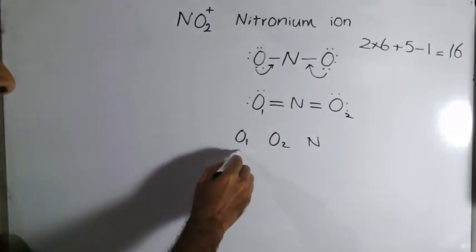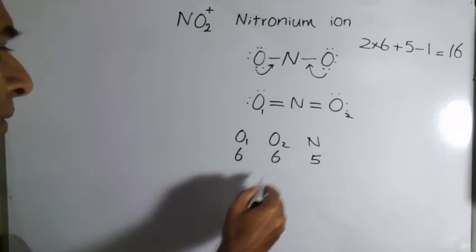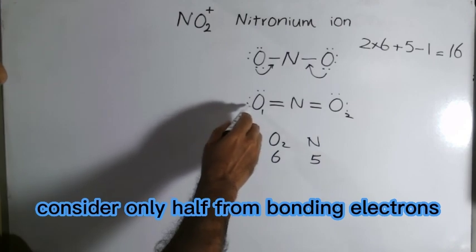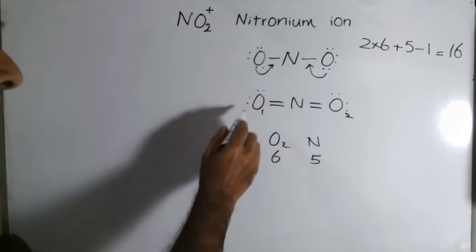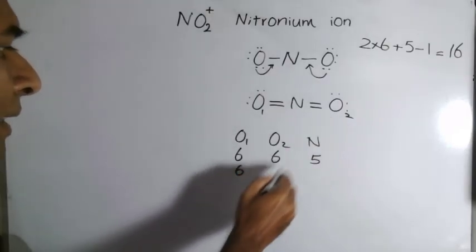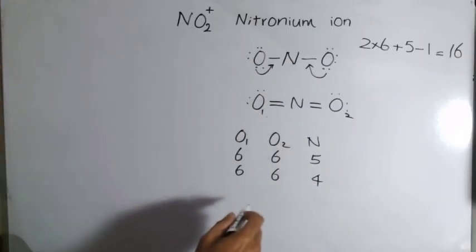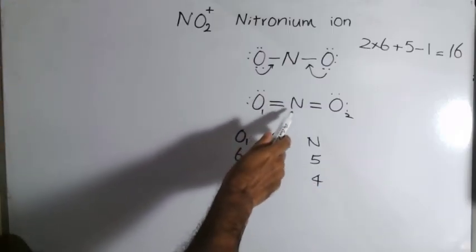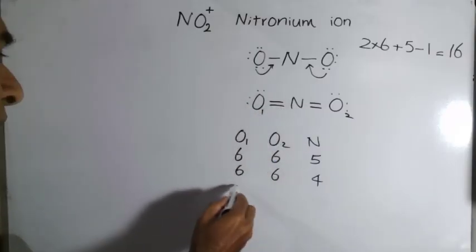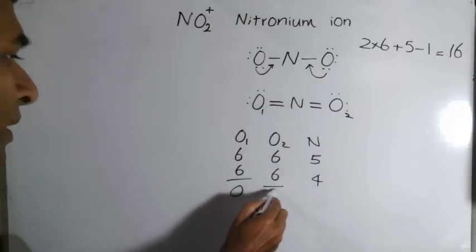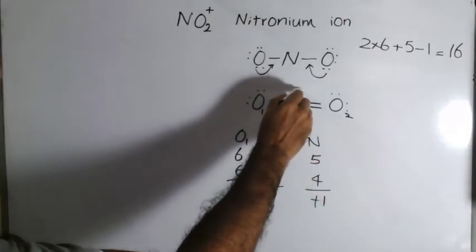So they have 6 in the valence shell. Nitrogen has 5, and here 6 electrons belong to oxygen atom number 1, and here again 6 electrons, and here 4 electrons, because in a double bond we count only half of those electrons. 2 plus 2, 4. So we can simplify: 0, 0 and plus 1. So that plus 1 should go to the nitrogen atom.